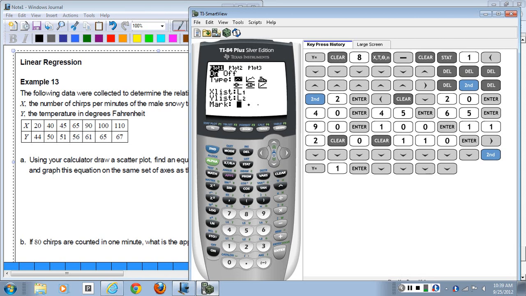Second quit, second mode. Press the second button, followed by the button immediately to its right, the mode button. Second quit gets us out of that screen. Now, stat plot is on, so it should plot those points if we're in the correct viewing window. The incorrect viewing window for viewing these points is the standard one.